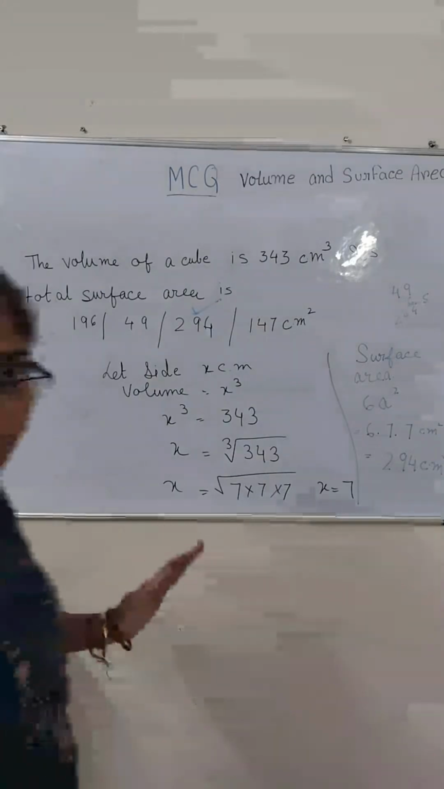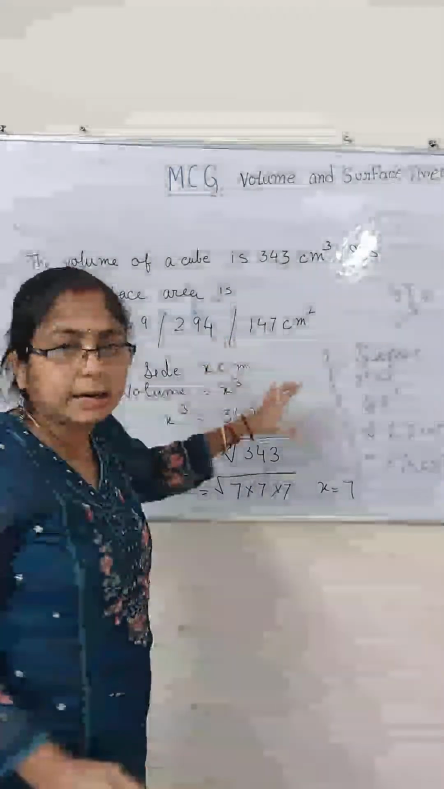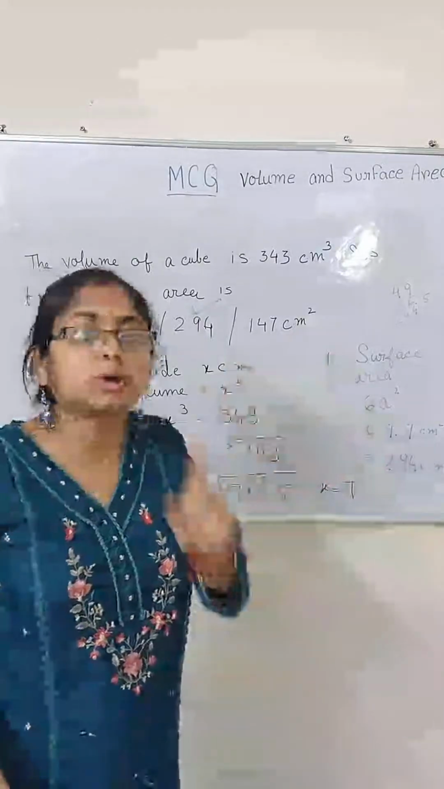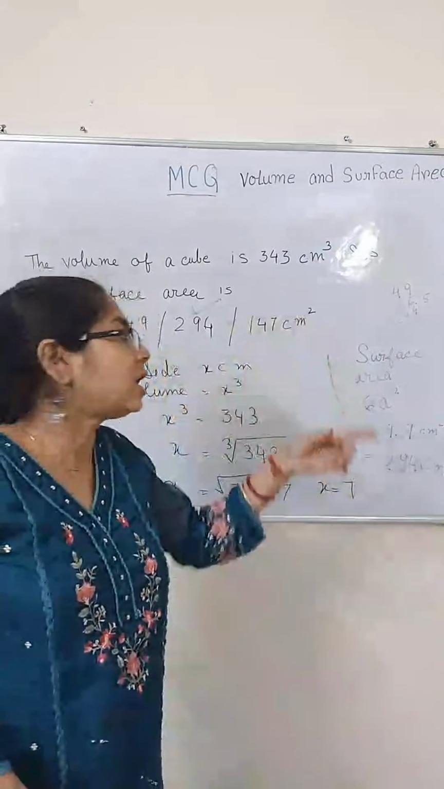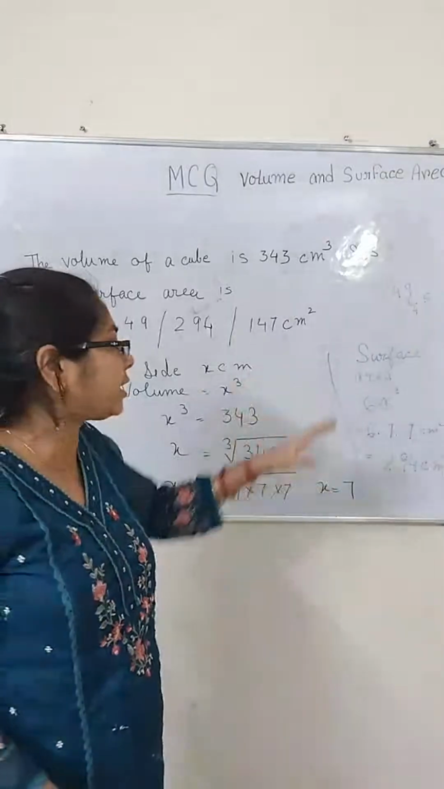Is it clear for everybody? First you find the volume. From volume you find out the one side and put the side in the surface area. Big 6 a square. A square is the one side.